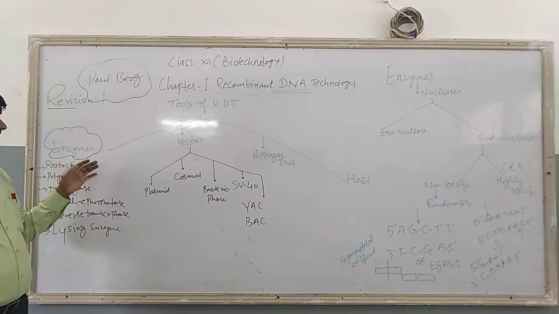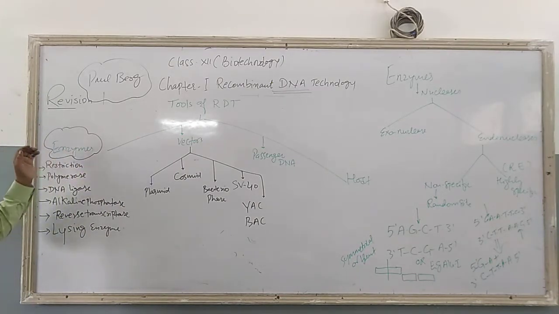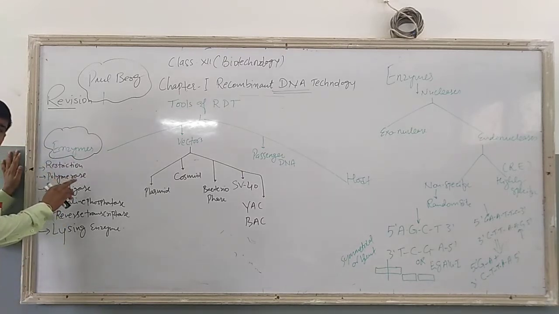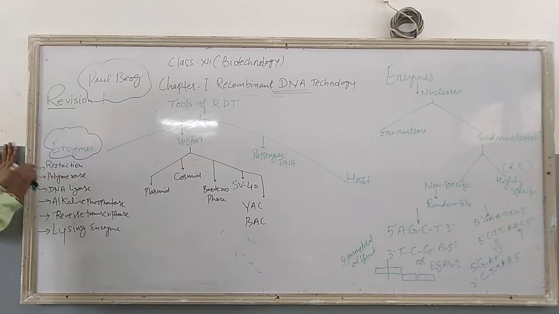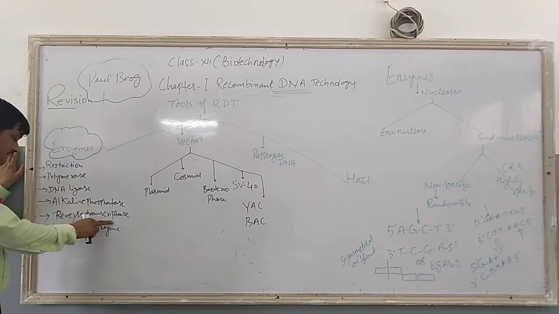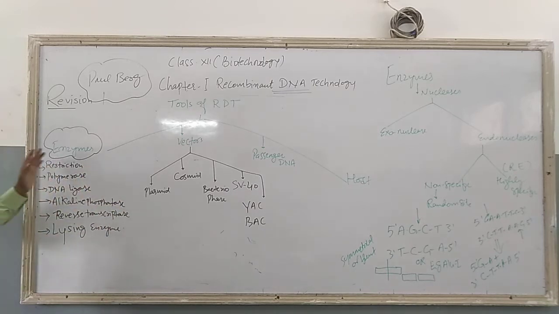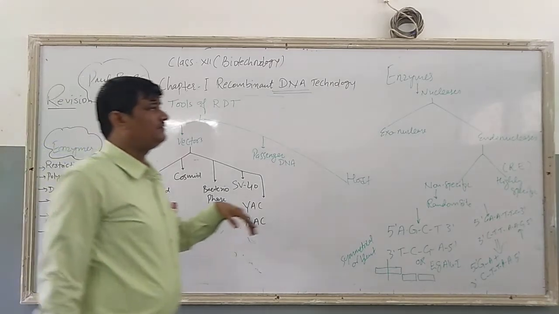I just gave a flash on these enzymes in my previous video: restriction enzyme, popularly called restriction endonucleases; polymerase, DNA polymerase, RNA polymerase, etc.; DNA ligases, alkaline phosphatase, reverse transcriptase, lysine enzyme. I have given a little clue on these enzymes, so I am just coming to the topic of enzymes.